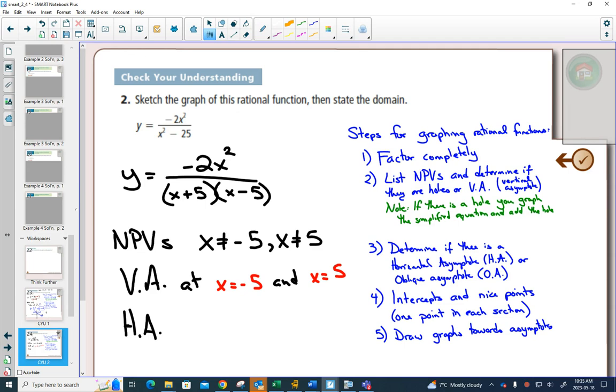Next, we check if we have a horizontal asymptote or vertical asymptote. The degree is the same in the top and the bottom. When the degree is the same in the top and the bottom, you have a horizontal asymptote, and that horizontal asymptote is at the coefficients of that highest degree. So we have negative 2x squared divided by 1x squared. That simplifies to be negative 2.